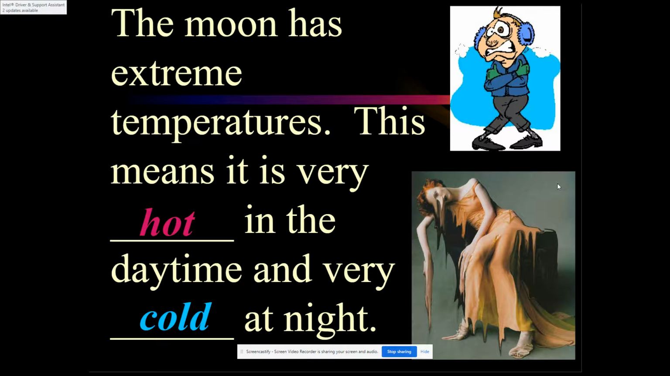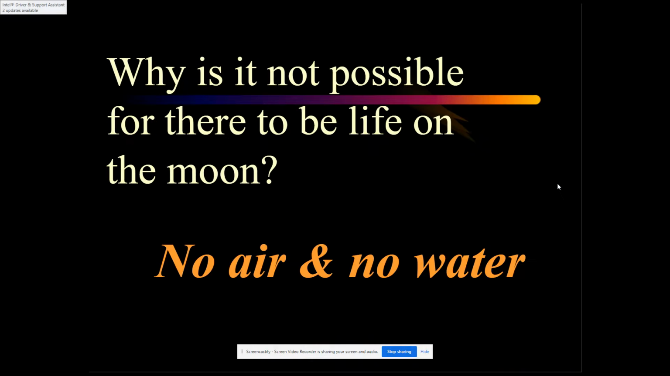So it's very hot during the day and very cold at night because the moon does not have an atmosphere. It doesn't have anything to hold the heat. Our atmosphere acts like a blanket. It holds in the temperatures to be pretty consistent. Why is it not possible for there to be life on the moon? No air, no water.